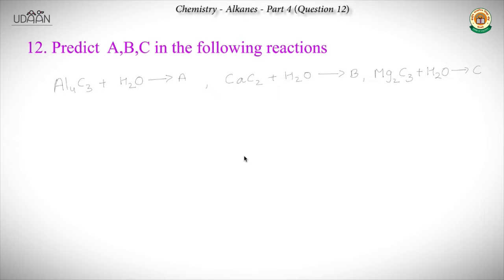Question number 12. You're expected to predict A, B and C in the following reactions, which are basically hydrolysis of ionic carbides. So what's the way to approach this? In the ionic carbides, the metal is positively charged and the carbon atom is negatively charged. In other words, this ionic carbide supplies carbon ions to the reaction. So first we have to look for the carbon ions that are being supplied.